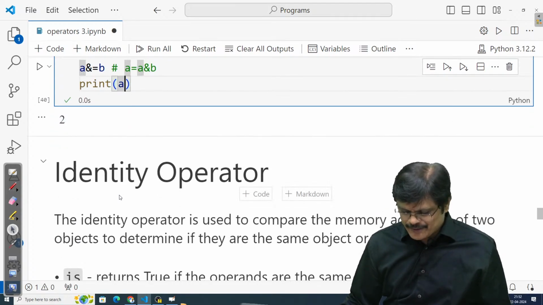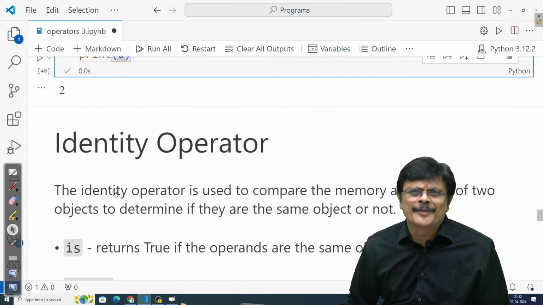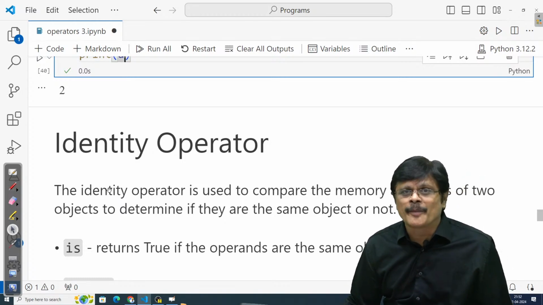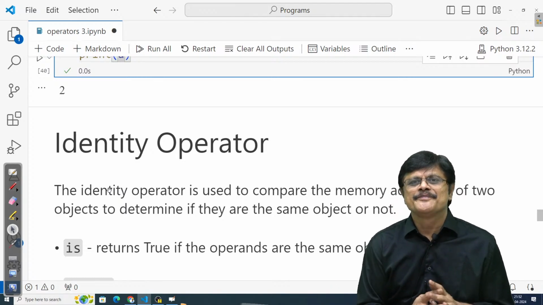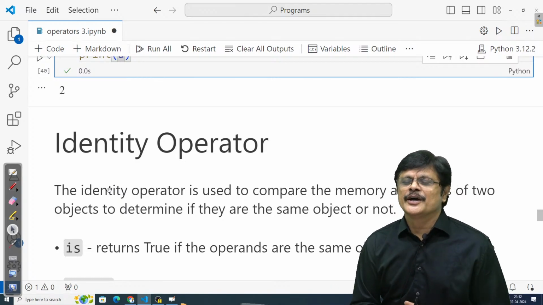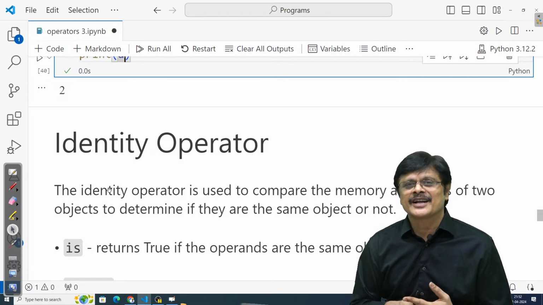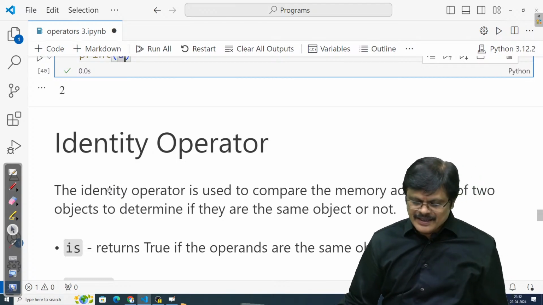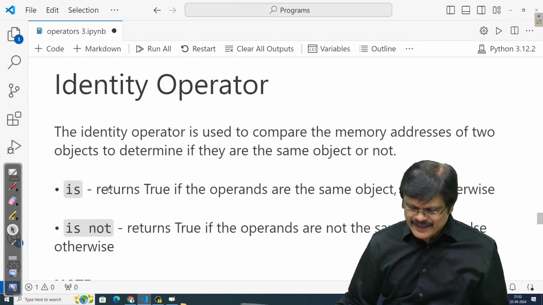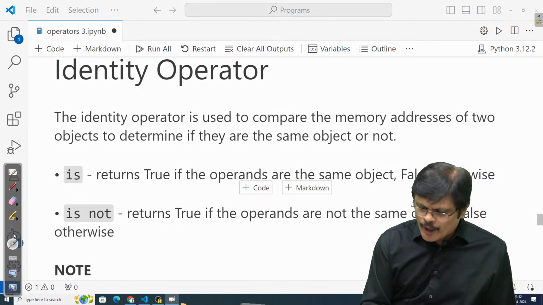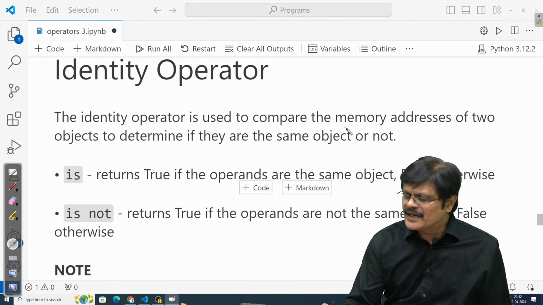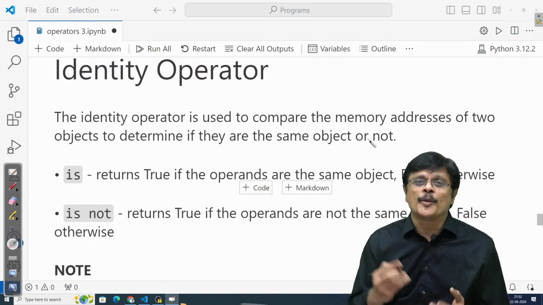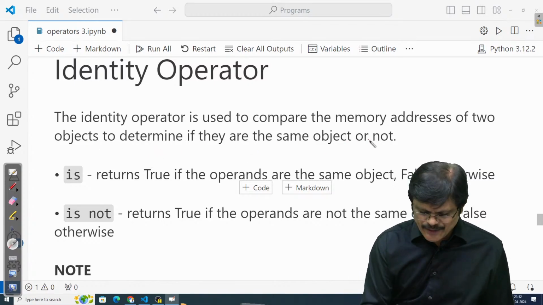Very good. Now we are left with 2 more operators. One is the identity operator, the other one is the membership operator. These are special operators which are very, very useful, especially with control flow structures. The first one is the identity operator. The identity operator is used to compare the memory addresses of 2 objects to determine whether they are the same object or not.